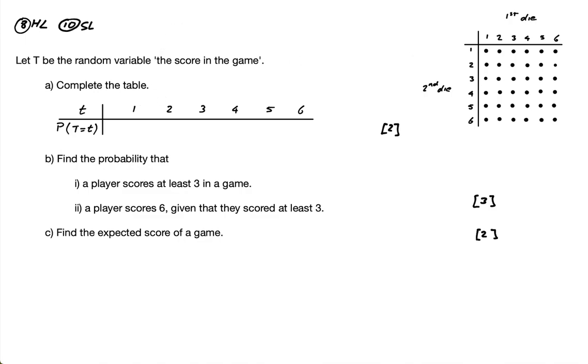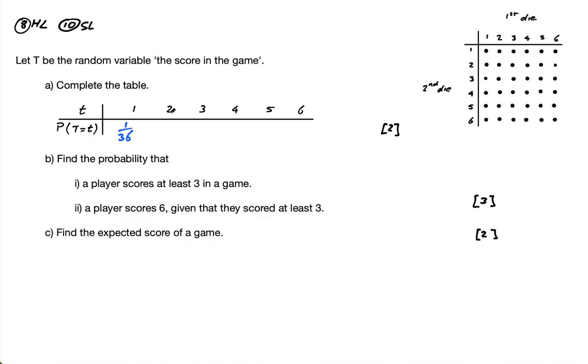Complete the table. So this tells us the probability that the score is a 1. Well, the only way, and it shows you here a nice few dots, is if you get a 1 and a 1. The only way that the 1 can be your highest score is if you get a 1 and a 1. So there's only one of these. And how many outcomes are there? Well, there's 36. So this has to be 1 out of 36.